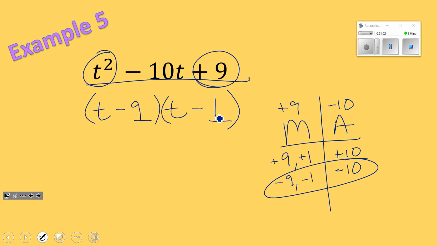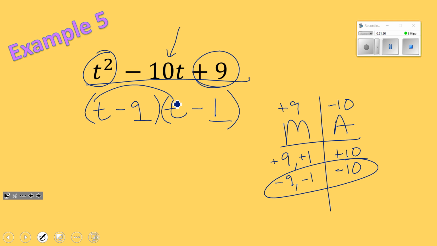Okay? And then there's your answer. What's one factor? T minus 9. And the other factor is t minus 1. And someone said, don't I need to put some sort of t to get a 10t? But if you FOIL it, this is where checking is going to come back into play. The middle will work itself out.